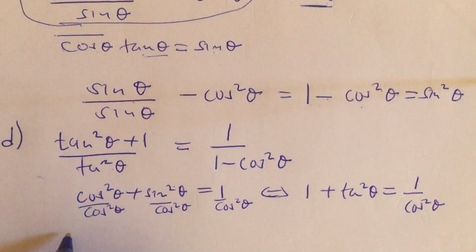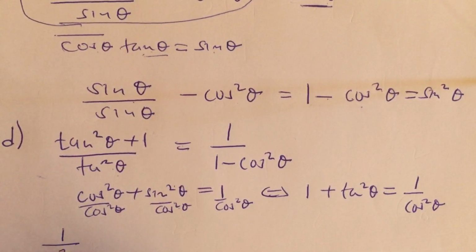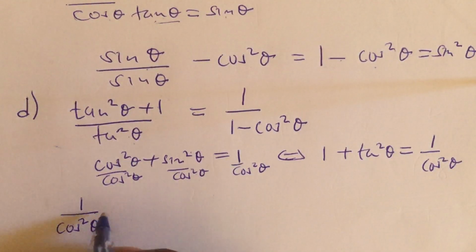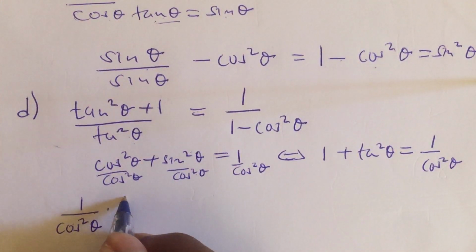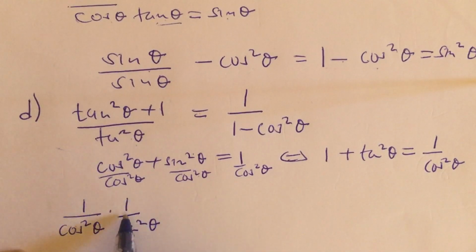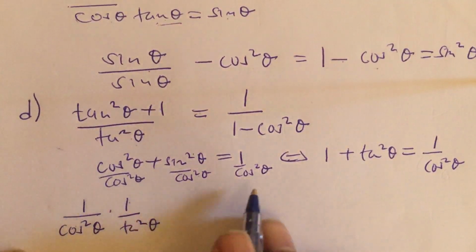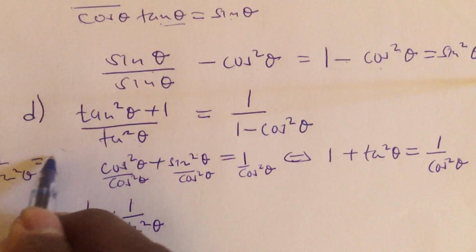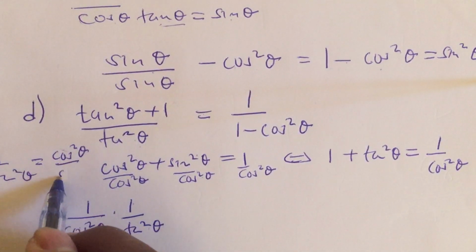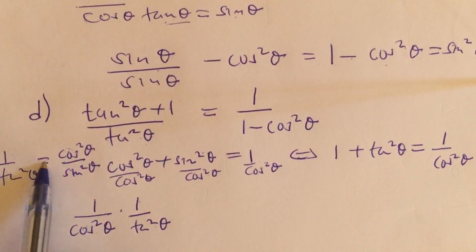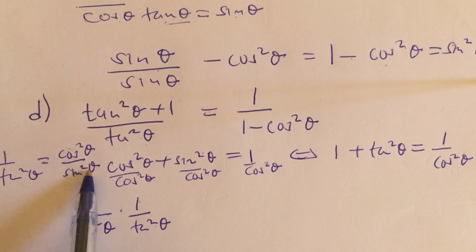So I can rewrite this as 1 over cos squared theta on the upper side, and then we are dividing it by 1 over tan squared theta. But I also want you to remember that 1 over tan squared theta is the same as cos squared theta over sine squared theta. That is a point to note.